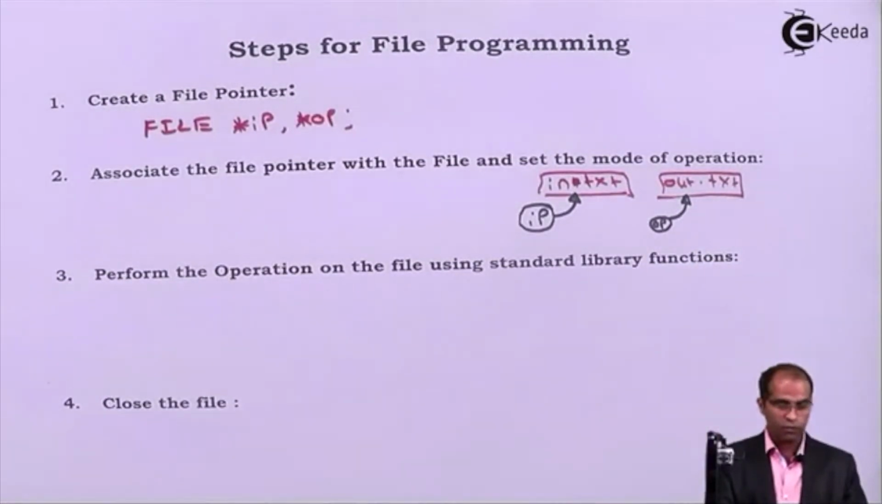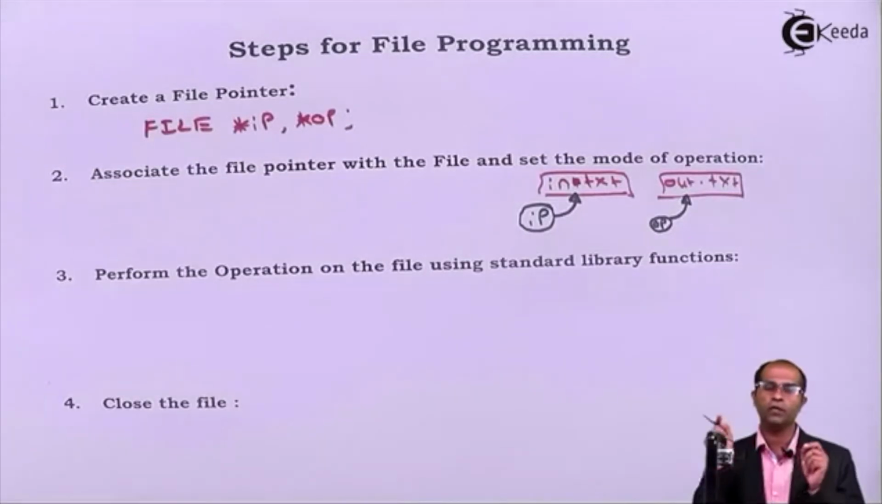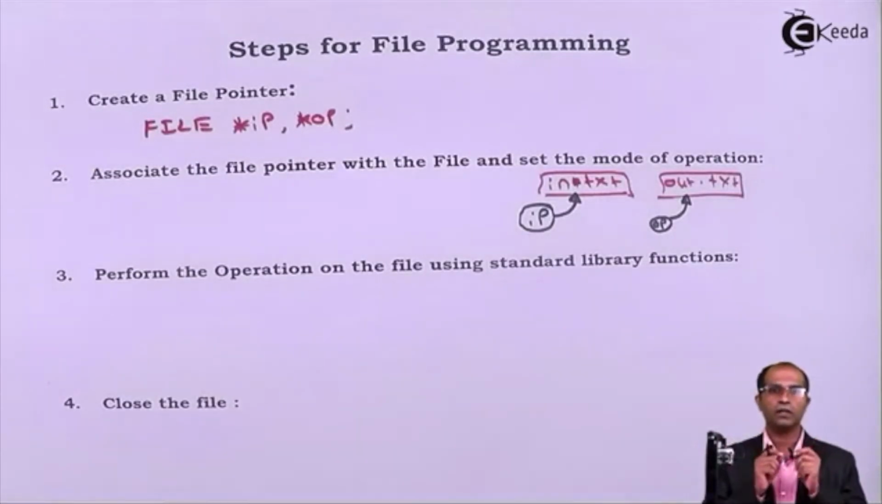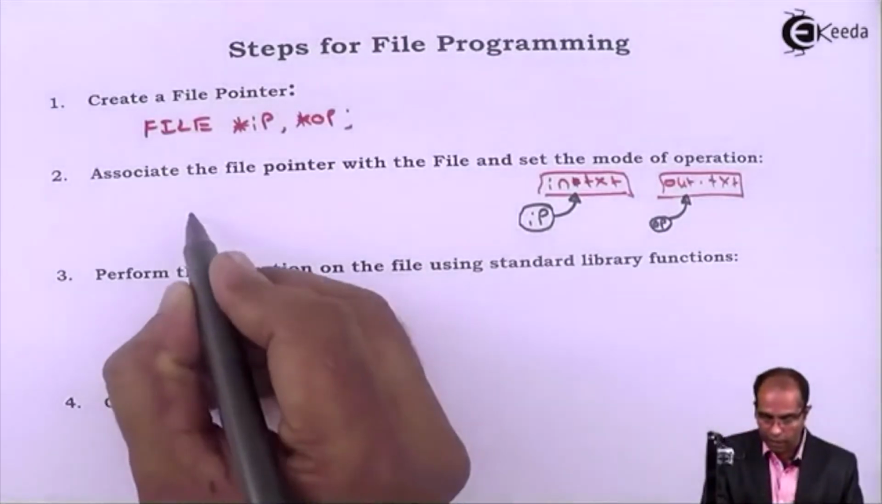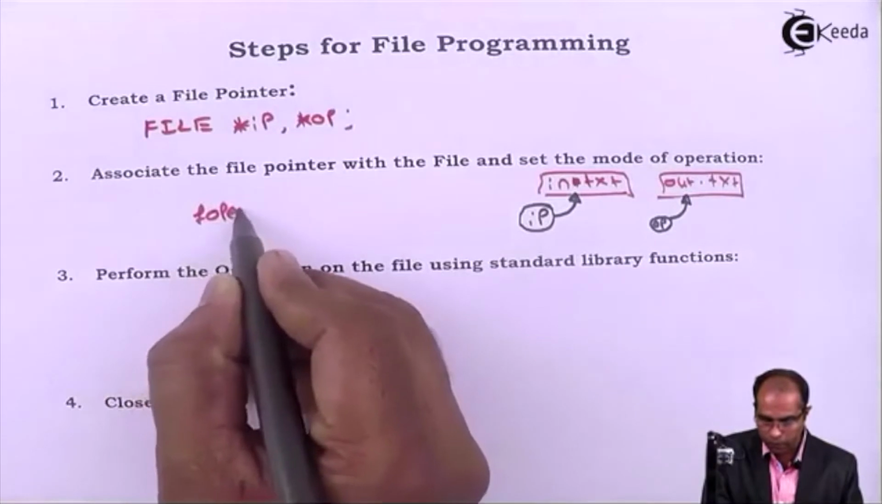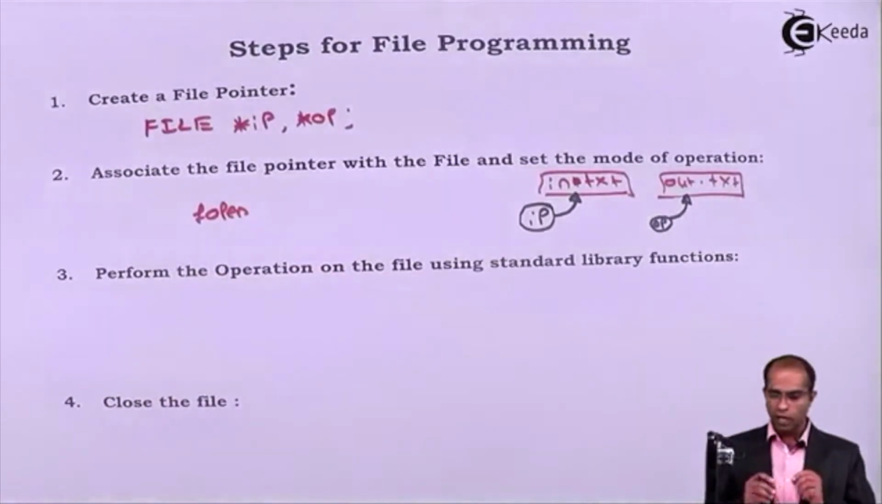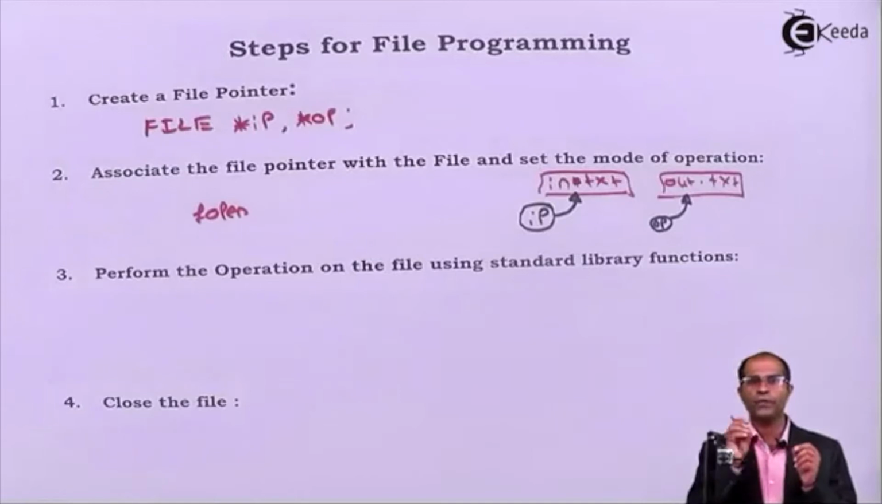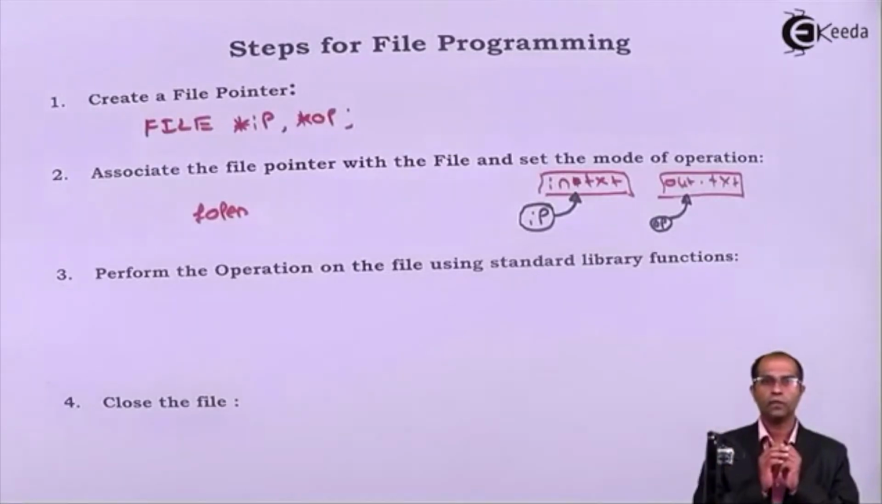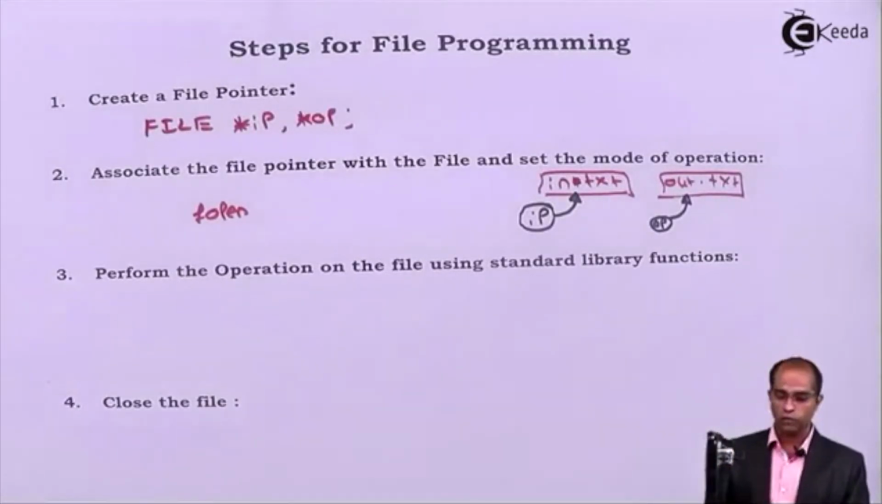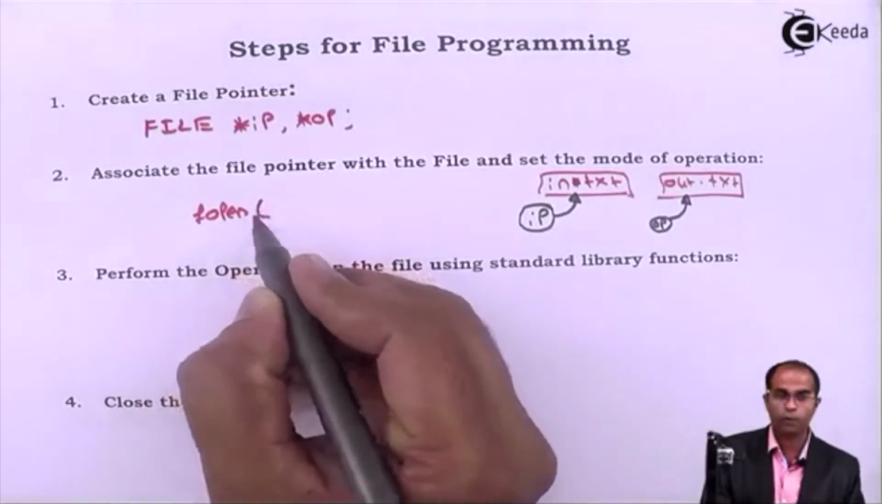I want in.txt to be pointed to by IP, and out.txt to be pointed to by OP. Now how do I get this particular address value? For that, we would use a standard function for files called fopen. Basically, associating the file pointer with the file is nothing but opening the file. So first of all, I wish to open a file, so you have to always use fopen.